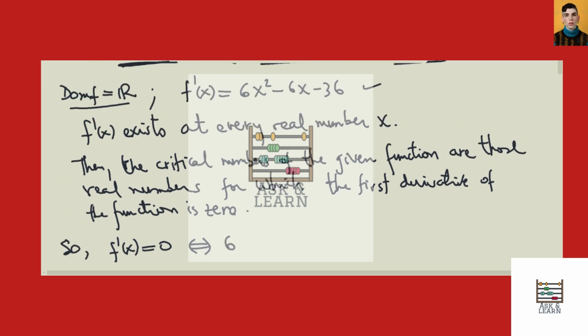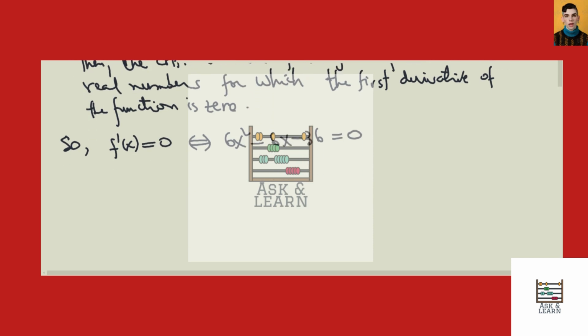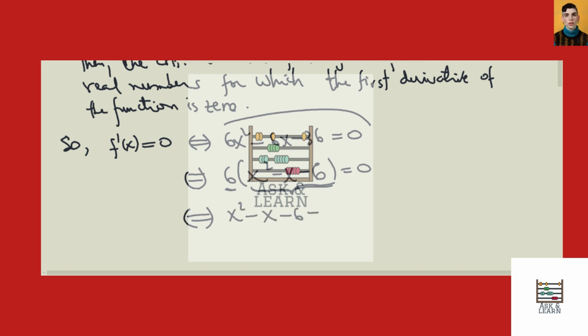So 6x squared minus 6x minus 36 is 0. And that's the same as saying that 6 times x squared minus x minus 6 is 0, because we can factor out the 6 from the formula, and we can see that if this expression here is 0, the whole expression will be 0, because the 6 factor does not make any difference. The whole expression being equal to 0 depends only on this polynomial here, because 6 is different from 0. So this is equivalent to saying that x squared minus x minus 6 is 0.